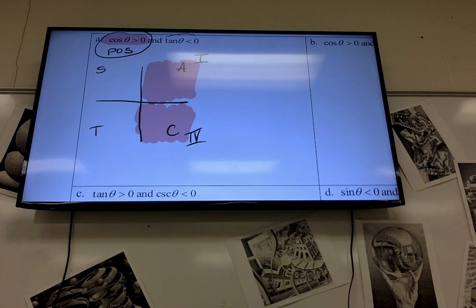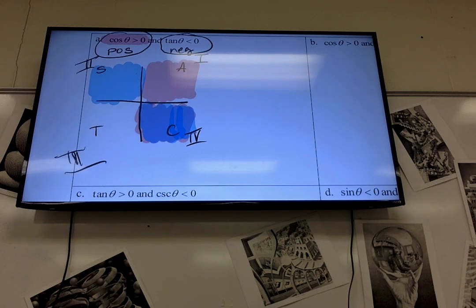Now we look at tangent. For this one, it's where tangent is negative because it's less than 0. So in which quadrants is tangent negative? 2 and 4. Not third. What is tangent in the third quadrant? Positive, because they both were negative. You're right.